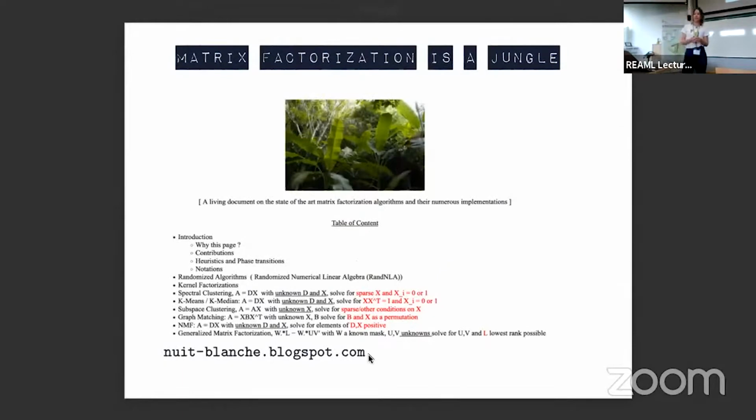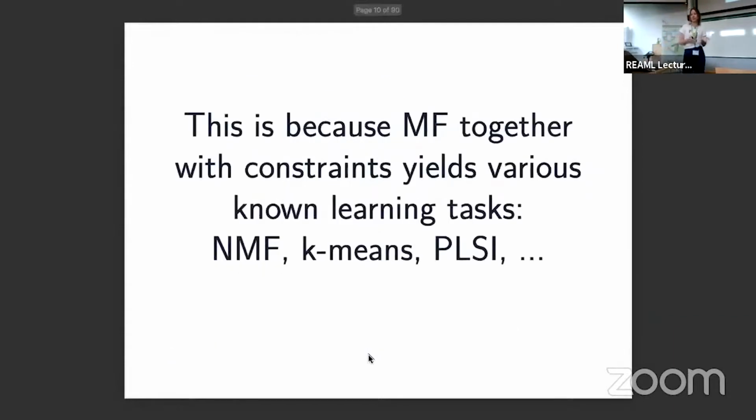Okay, so matrix factorization is a jungle. I'm referring here to one of the sites I've used as a PhD student quite often. It summarizes quite nicely how constraints in your matrix factorization objective induce novel learning tasks and how these learning tasks are correlated. Matrix factorization together with constraints yields a lot of known tasks such as NMF, k-means, or probabilistic latent semantic indexing, independent component analysis. All of this is some kind of matrix factorization. And if you know one, then you know them all a bit. So it's quite interesting to see what the core principles are here.